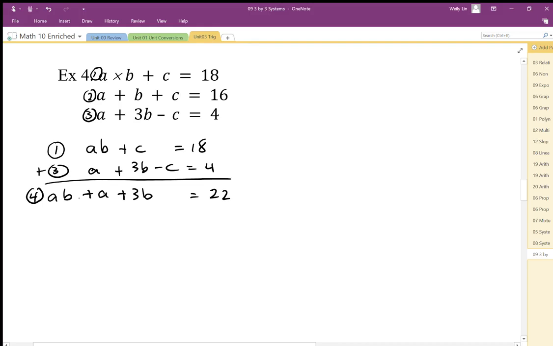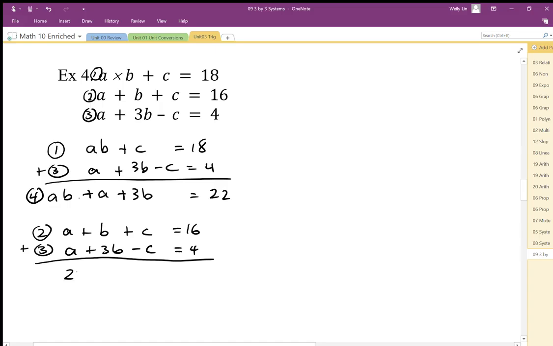So I need to do the same thing with equation 2 and 3, and that will give me a second equation with two variables. So I'm going to do that. So equation 2 plus equation 3. A plus B plus C equals 16. A plus 3B minus C equals 4. Now as I add these together, I get 2A plus 4B is equal to 20. So 16 and 4 is 20.